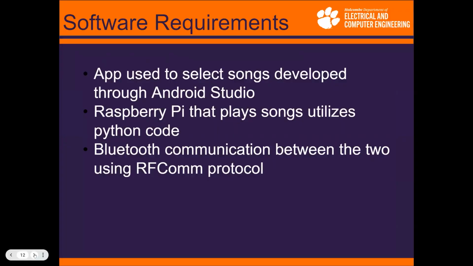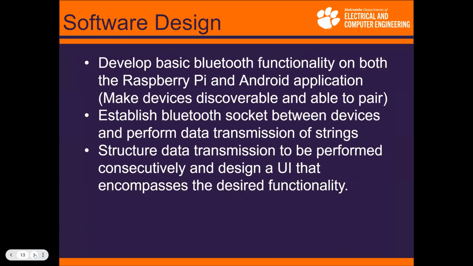The software requirements for our project were to develop a media player app using Android Studio and to use Python on the Raspberry Pi to establish Bluetooth connectivity between the two devices using RFCOMM protocol. The methodology behind the software development was to first develop basic Bluetooth functionality on both the Raspberry Pi and the app, and then establish a Bluetooth socket between the devices for data transmission of strings. We then designed a basic UI that structures the data transmission and encompasses the desired functionality.